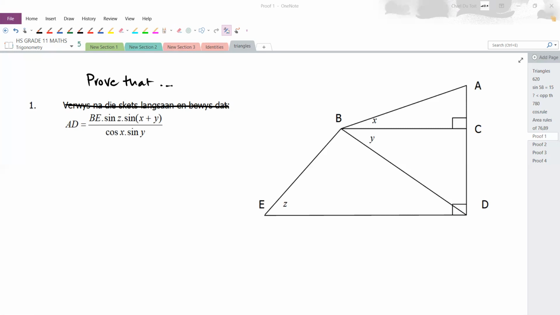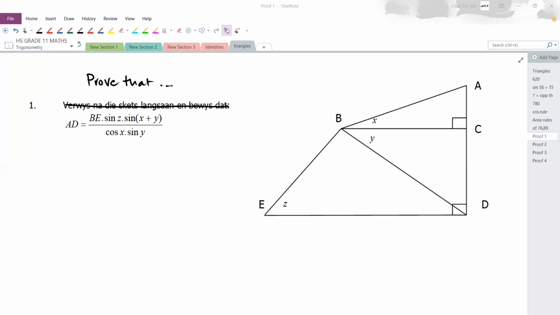Then there are also proofs of the sine rule, cosine rule, and area rule in both acute and obtuse angled triangles. That you should also learn. I'll show you what those are today. X, Y, Z. Good.